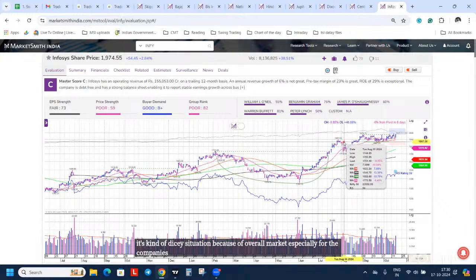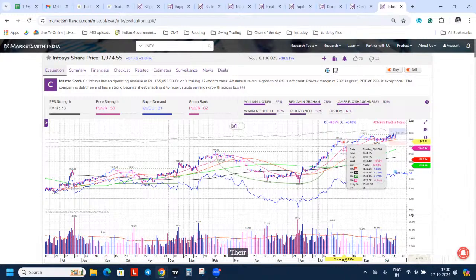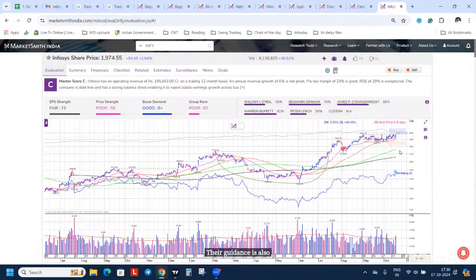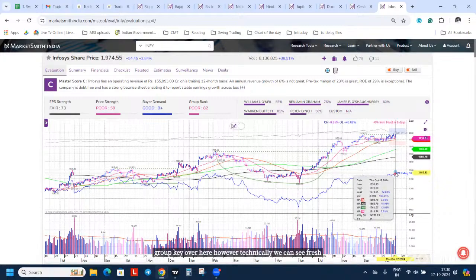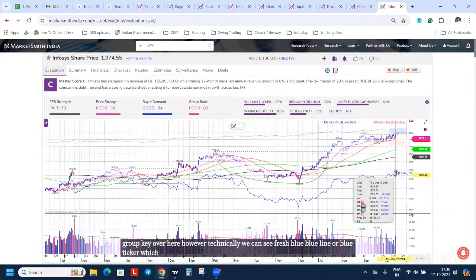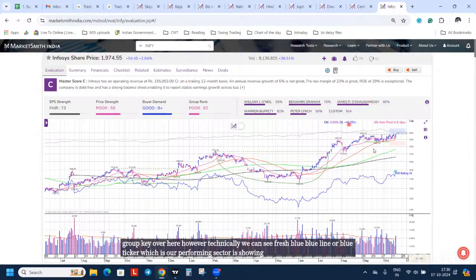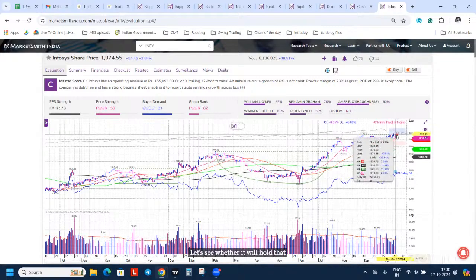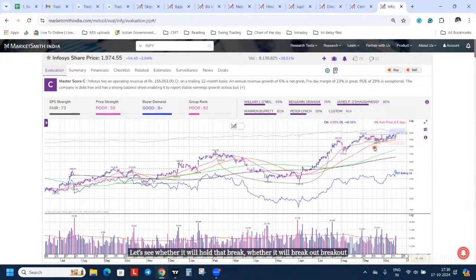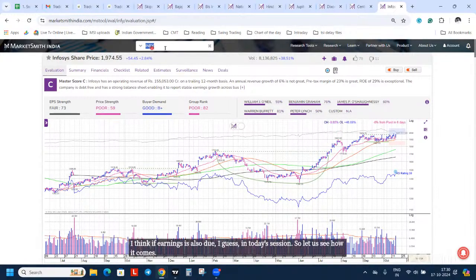Their guidance is also key over here. However, technically we can see a fresh blue ticker, which is outperforming the sector, showing up in today's session. Let's see whether it will hold and whether it will break out or not. I think its earnings are also due in today's session. So let us see how it comes.